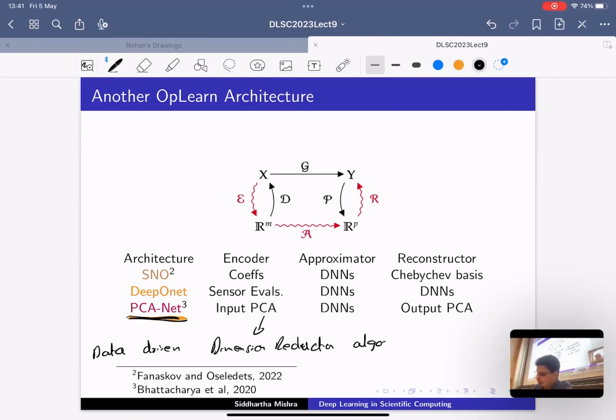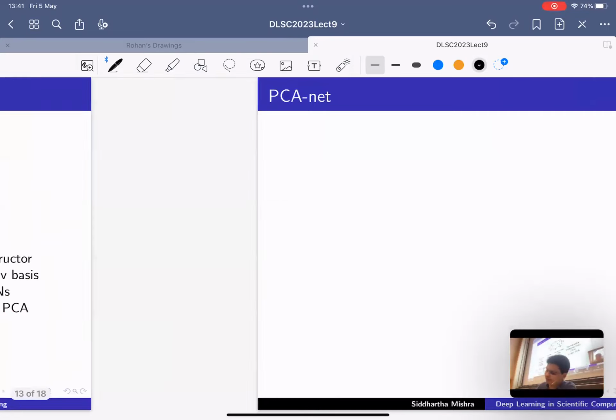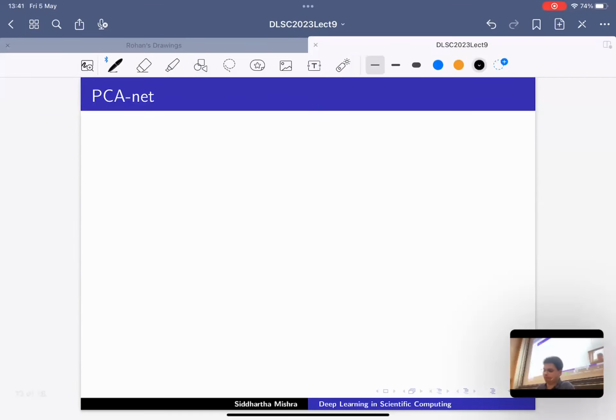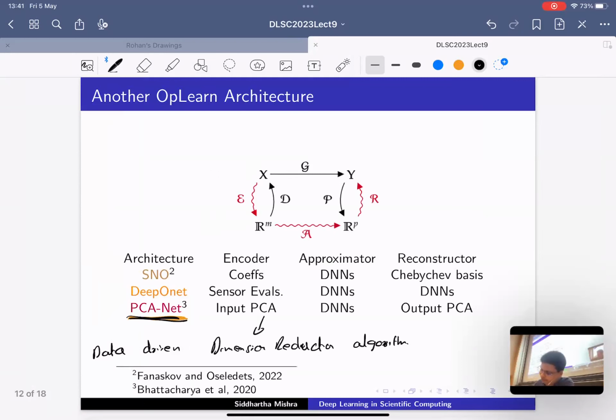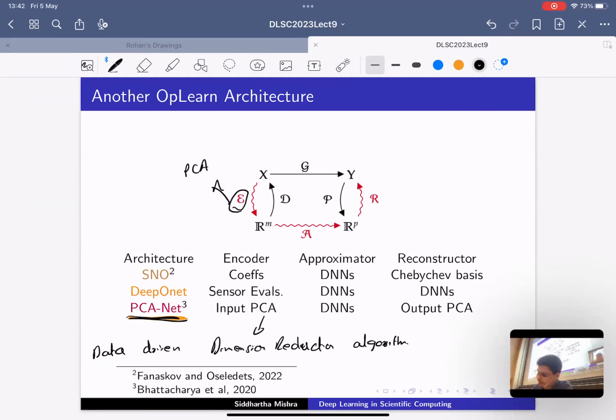I'm not going to give a lot of details, but just very quickly. I'm too slow now, but I need to move on a bit, otherwise I'll finish nothing. So the idea is the following: remember that at the end of the day, you have this E operator here, encoding. This will be essentially a PCA, and R here will also be based on a PCA. And this is going to be based on a DNN.